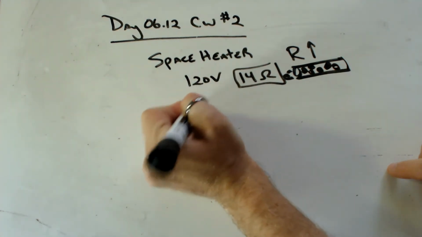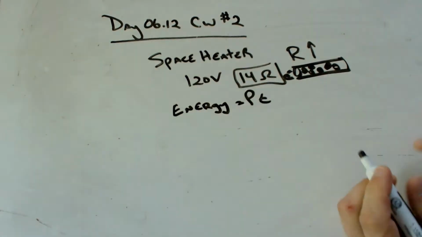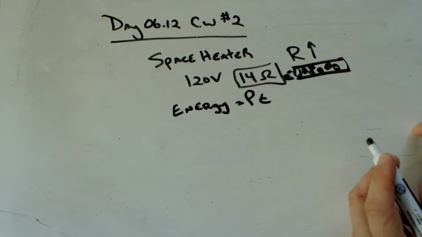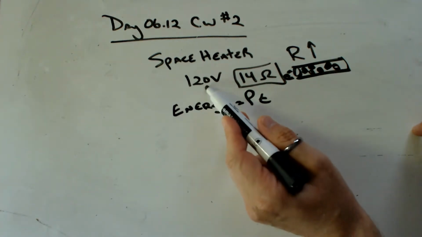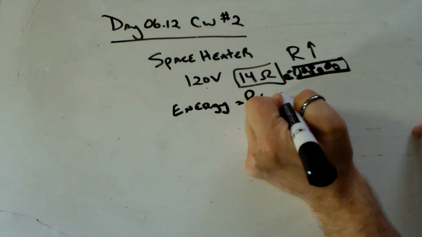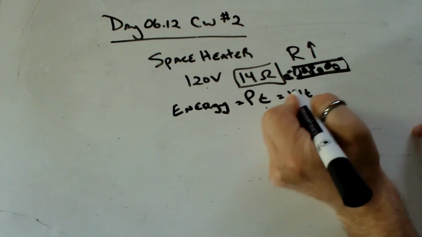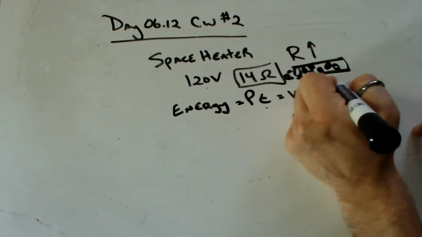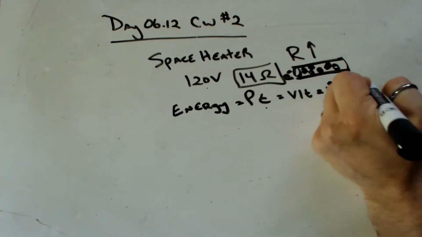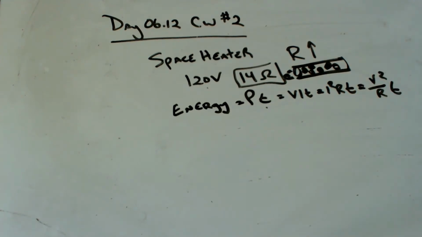Now electrical energy is power times time. So E equals PT is the equation. Now in this case, we know voltage and we know resistance. And there are three versions of the power equation. So it's either VI times time, so P equals VI, I squared R times time, or V squared over R times time. So all three of those are equivalent in terms of energy. We're going to use the V squared over R.